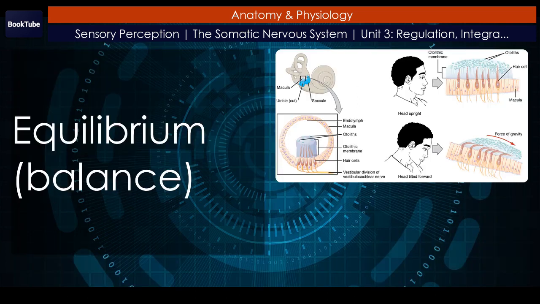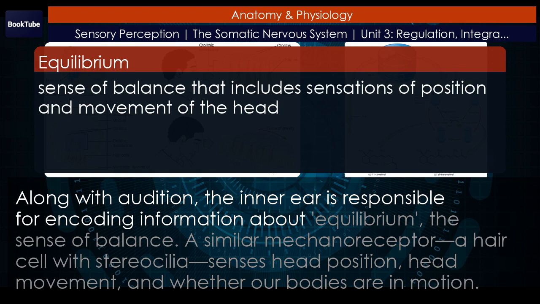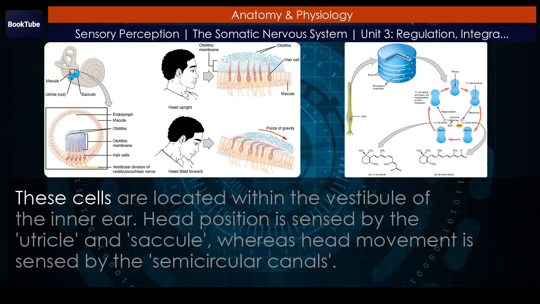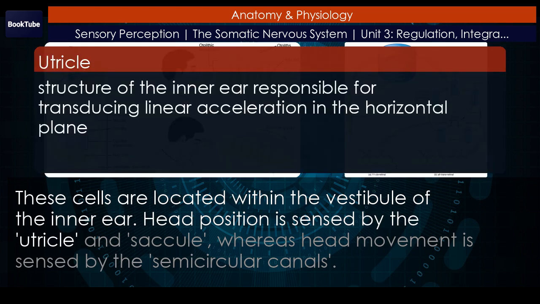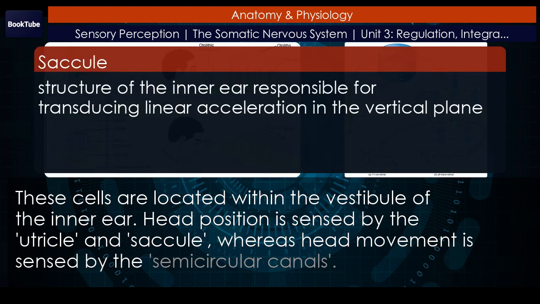Equilibrium, balance. Along with audition, the inner ear is responsible for encoding information about equilibrium, the sense of balance. A similar mechanoreceptor, a hair cell with stereocilia, senses head position, head movement, and whether our bodies are in motion. These cells are located within the vestibule of the inner ear. Head position is sensed by the utricle and saccule, whereas head movement is sensed by the semicircular canals.